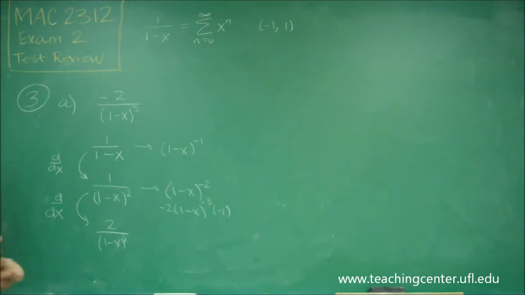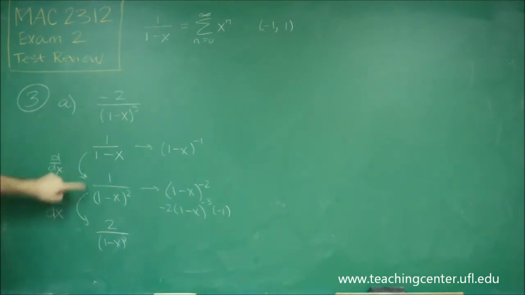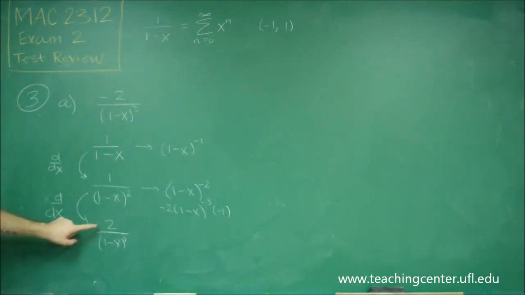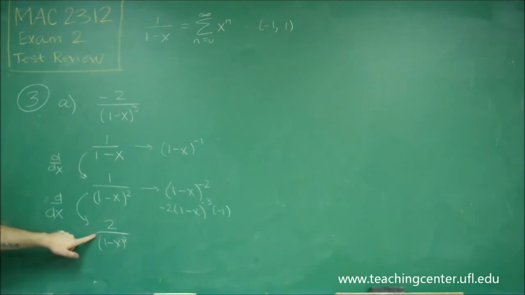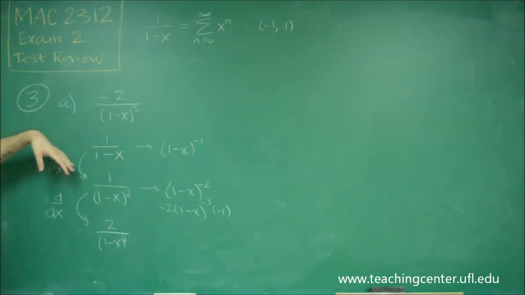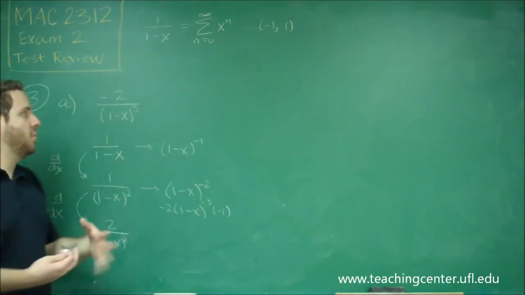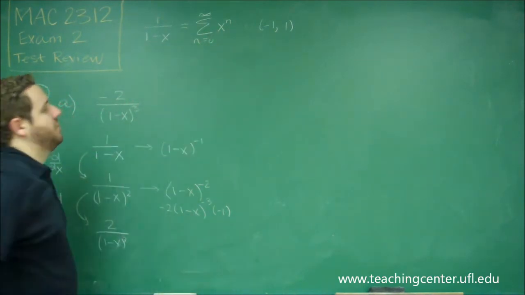So what you can see is that the function we want to find the power series representation for is 2 derivatives of the one we know, and then it's going to be the negative of that. Because 2 derivatives of the one we know gives us 2 over 1 minus x cubed, and we want negative 2 over 1 minus x cubed. So once we take 2 derivatives, we just tack a negative on, and then we'll have the series for this. So let's take the derivative of that.